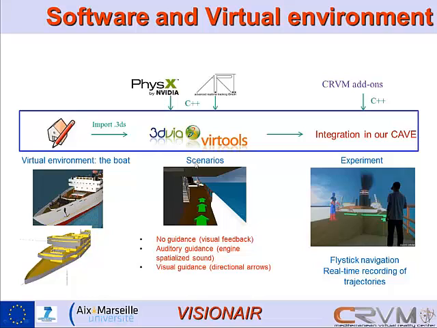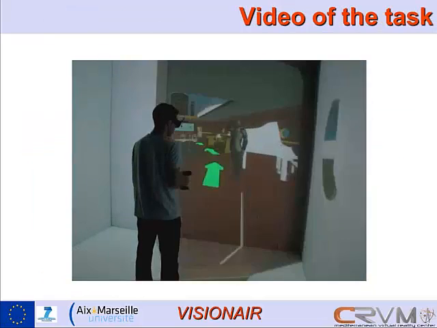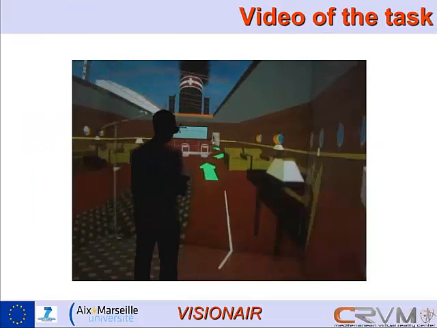We used different scenarios in the first experiment. In the first scenario, the subject had just visual feedback. In the second scenario, we had the sound of the engine attracting the subject potentially. And in the final scenario here, what you see is directional arrows showing the way toward the engine room. So the subject was starting somewhere here, and he had to go down to the bottom of the ship to find the engine room. Maybe I will show you directly here.